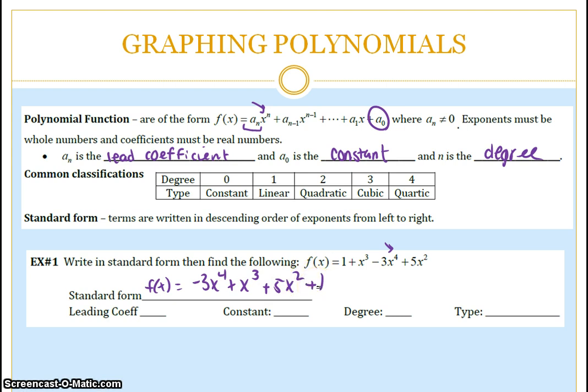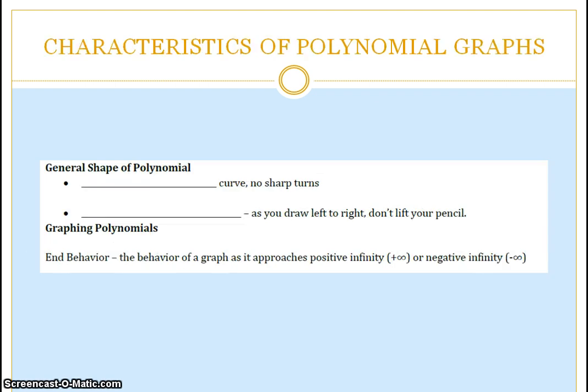standard form. The leading coefficient would be the first number in front of the term with the highest exponent, so it's negative 3. The constant term is the last one with no variable. It's 1. The degree is the highest exponent. Degree 4, the type, that would be the name. So if it's degree 4, it is a quartic. Okay, so those are just the terminology review.